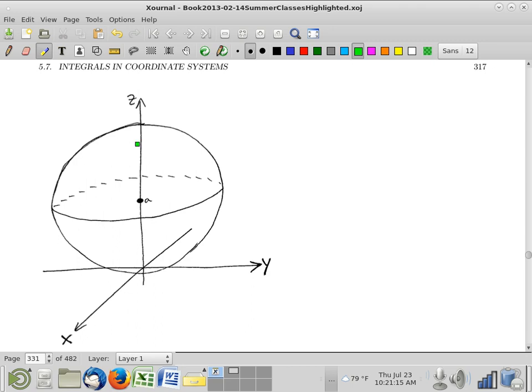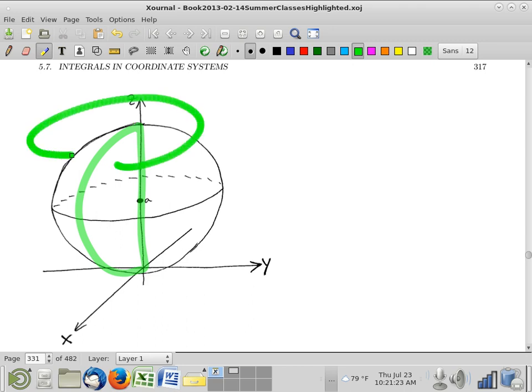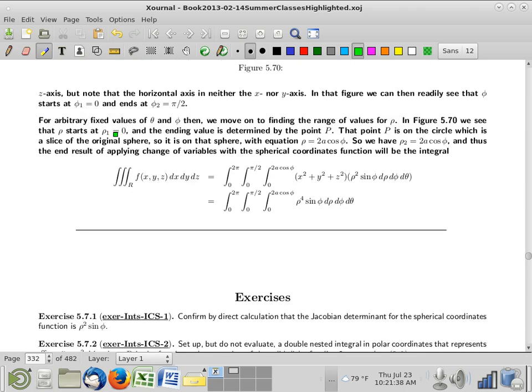And well, theta is going to start at 0, and then it goes all the way around and ends at 2 pi. Everybody see that? Any questions about that? So theta, 0 to 2 pi. Now, next we're going to look at a particular theta slice, and we want to ask next, what is the range of values of phi on that theta slice?